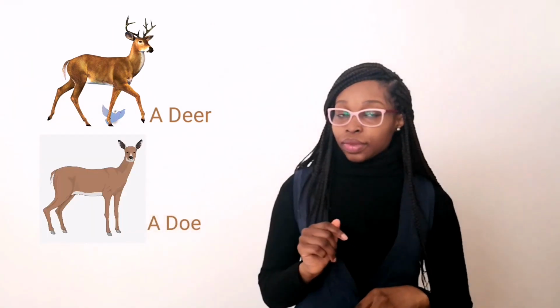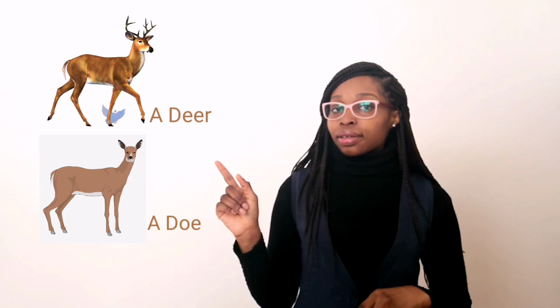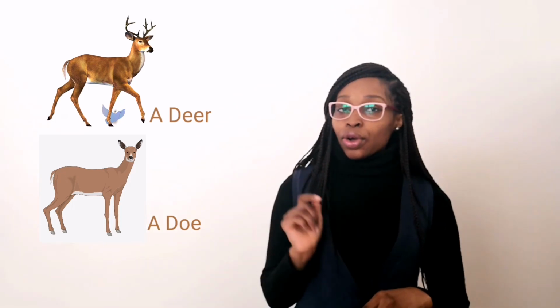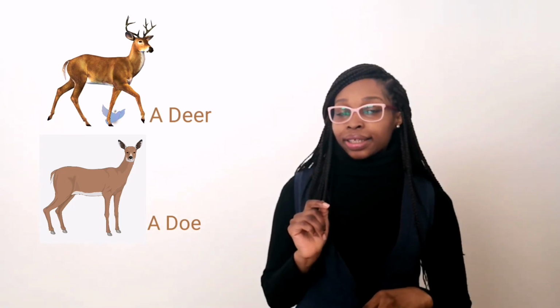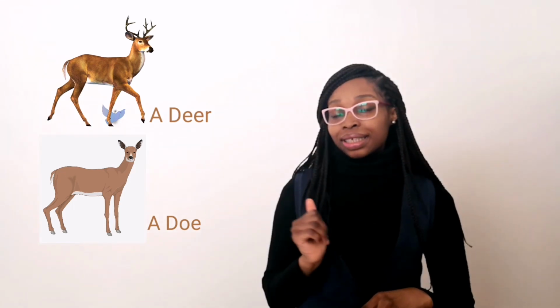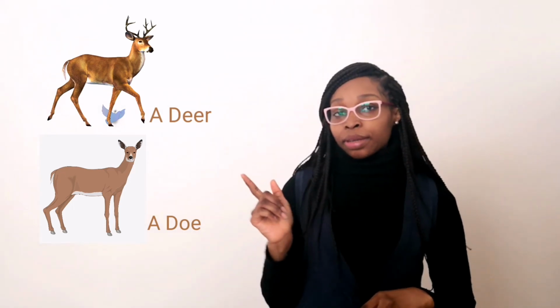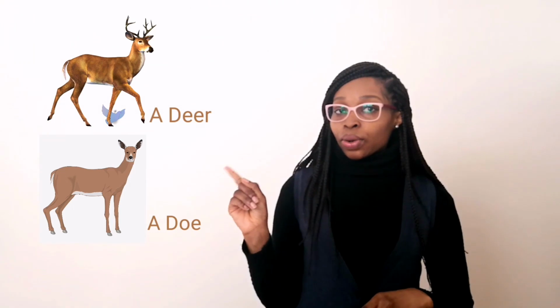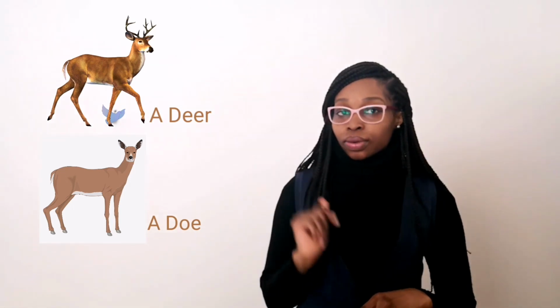This is a deer. Deer è il nome maschile, quella femmine si dice doe. Deer, male, doe, female. Ok? A squirrel. This is a squirrel.